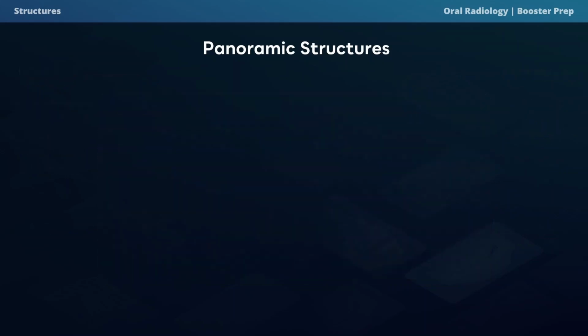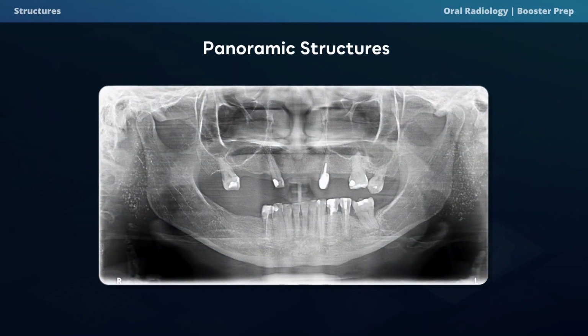A few more structures we need to cover are the external auditory meatus, which is the ear canal, and it appears as a round radiolucent area posterior to the TMJ. Adjacent to that is the articular eminence, which is a bony eminence anterior to the mandibular fossa, and it's a part of the TMJ. From the nose, there are a few important structures we need to know.